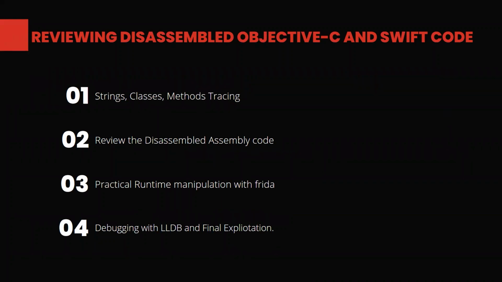Reviewing disassembled Objective-C and Swift code. First one is tracing classes and methods. You can trace any class or methods using frida-trace or objection, and Hopper and many more tools are there. Having the names of the classes, methods and instance variables is a great way to start reverse engineering, but we are still missing the core of the application and its business logic. We need to understand what is happening inside the methods. For that, you need to disassemble your binary and load it into Hopper, Ghidra or IDA, and after that you need to review it. Then comes practical runtime manipulation with Frida, debugging and final exploitation. We'll look at a demonstration on the next slide.